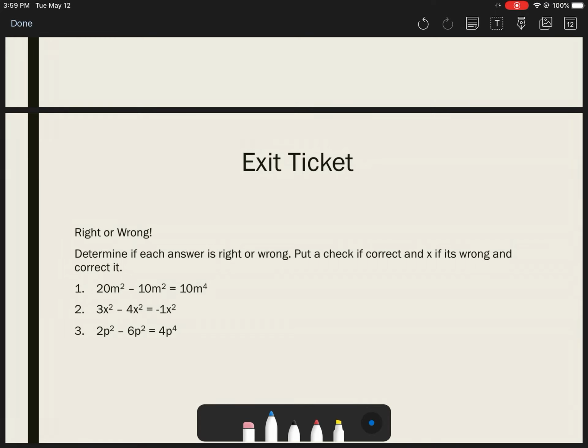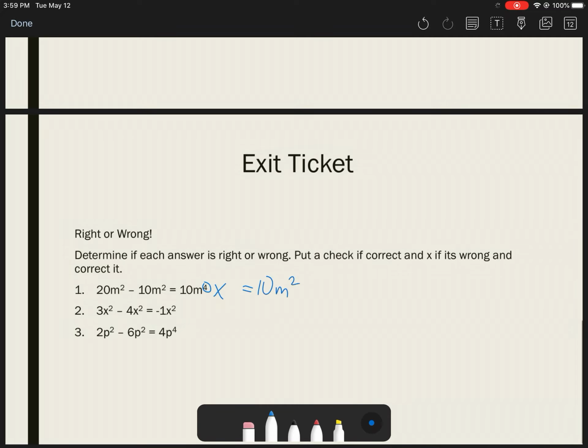Okay, did they keep the base the same? They kept the base the same, m. Did they keep the exponent the same? No. What did they do? They added exponents, or they multiplied. We would have gotten the same thing here. This is the problem. Okay, so the correct answer should have been 10m squared.